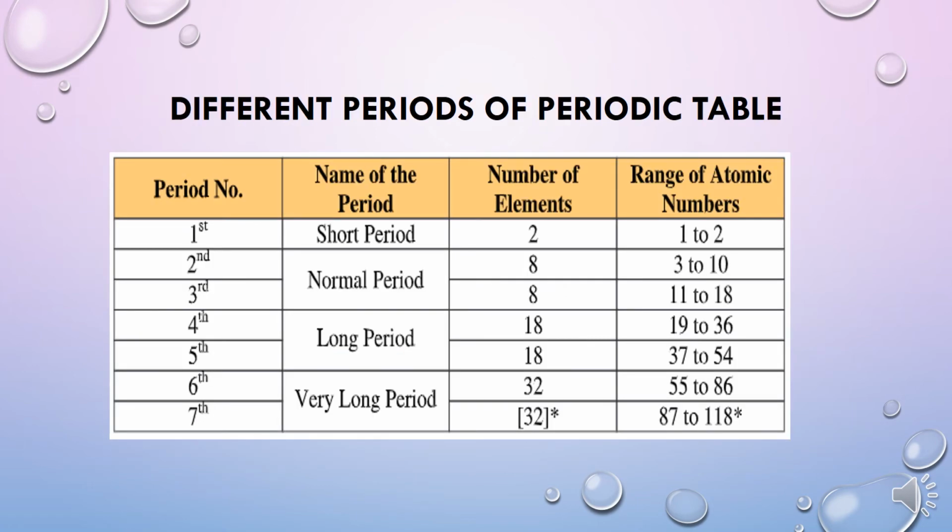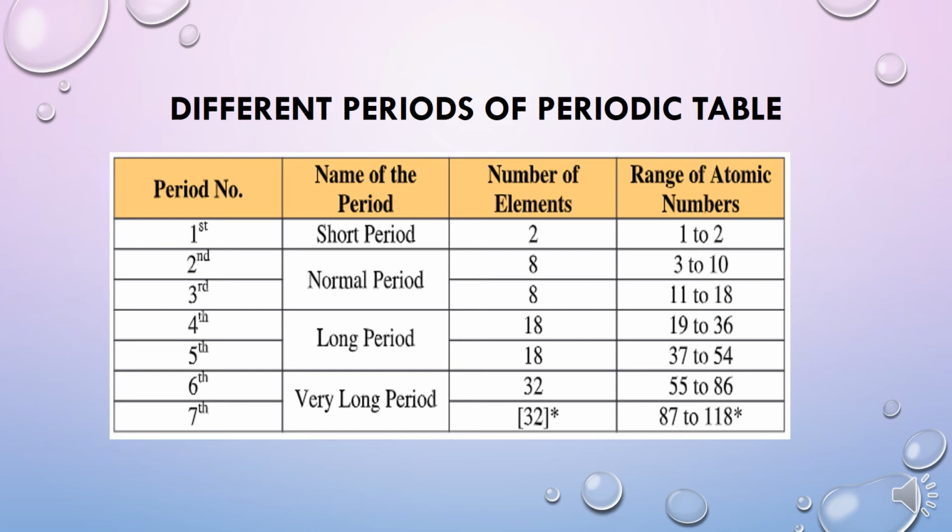There are different periods of a periodic table. In the table, there are period number, name of the period, number of elements and range of atomic numbers. In period 1, which is called short period, number of elements is 2 and range of atomic numbers is from 1 to 2. Second and third periods are called normal periods and contain 8 elements. Range of atomic numbers in second period is from 3 to 10 and in third period is from 11 to 18.